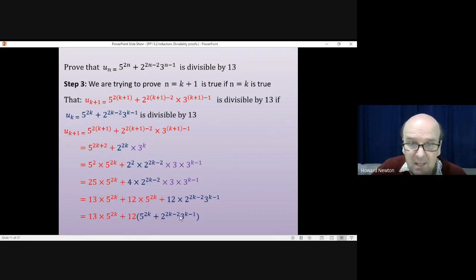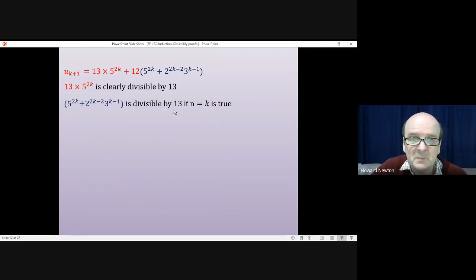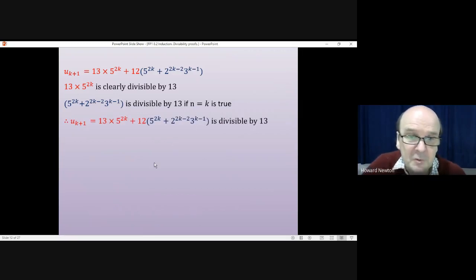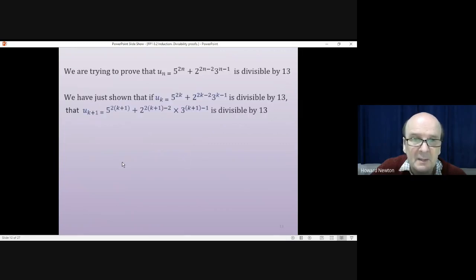And what we've got here, which is why we chose those powers earlier on, is the statement for UK in brackets. So 12 times by the statement for UK. That's just a restatement of what we wrote there. The first thing is clearly divisible by 13, and the second thing is divisible by 13 if n equals k is true. Therefore, UK plus 1, all of that thing, is divisible by 13 as long as UK itself is divisible by 13.